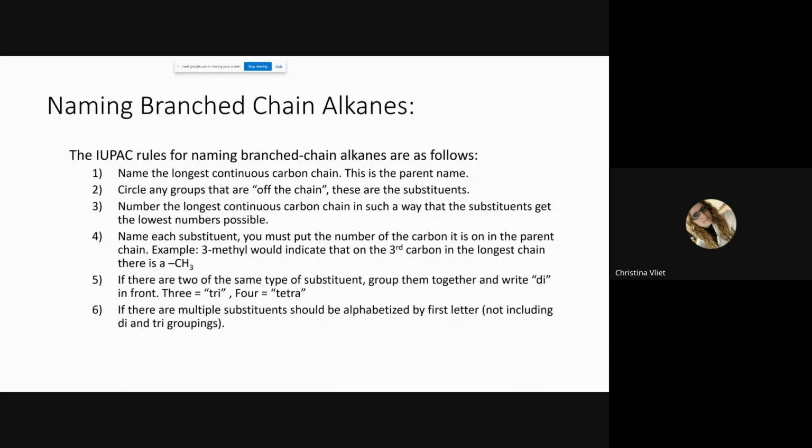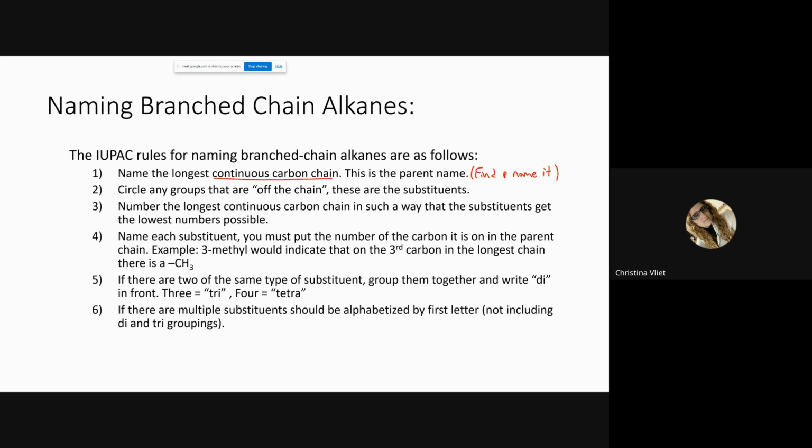So for naming branched chain alkanes, we're going to do this. The first thing we're going to do is name the longest continuous carbon chain, which means when you're going through your own questions, you first have to find it. So you're going to want to find the longest continuous carbon chain. You have to find and name it.